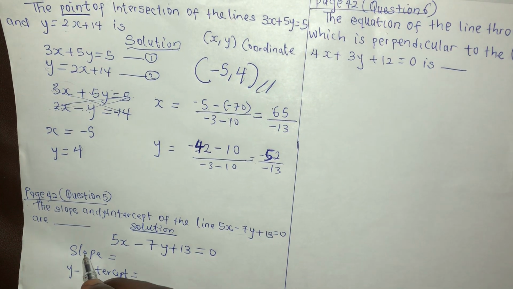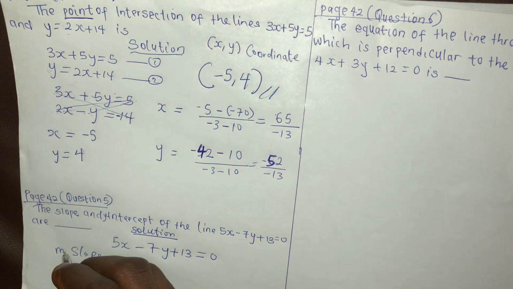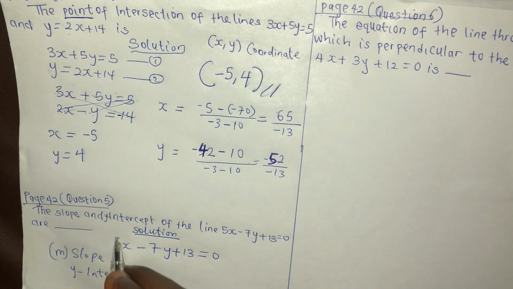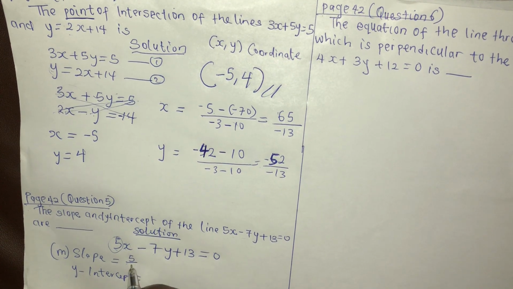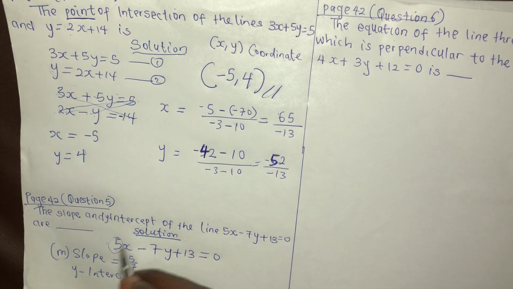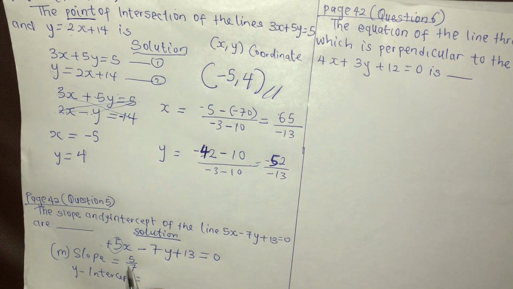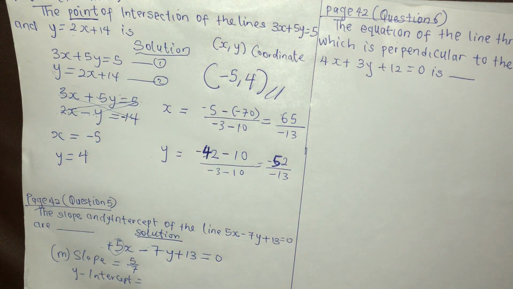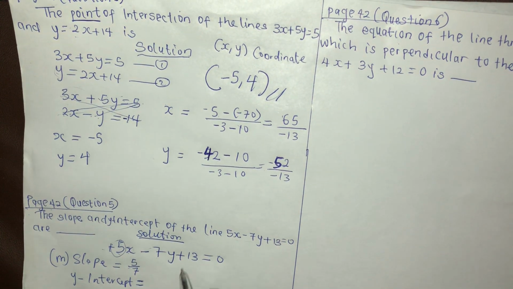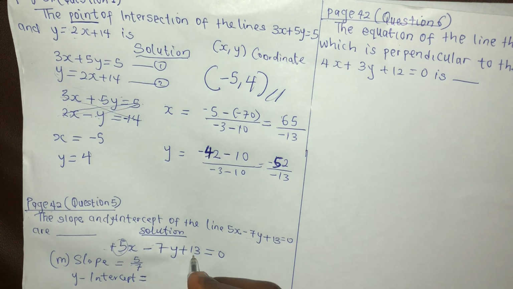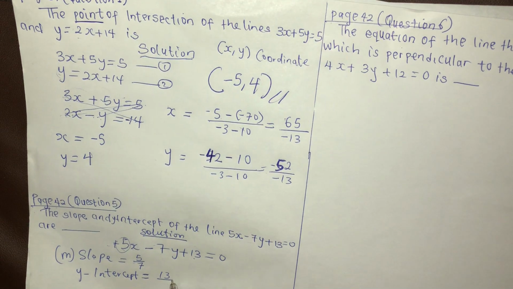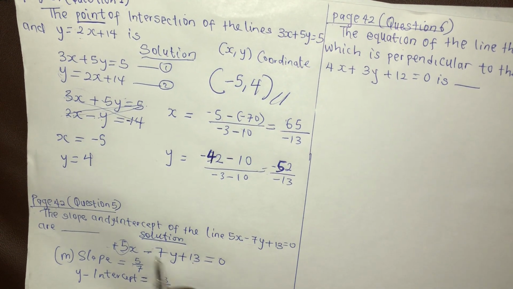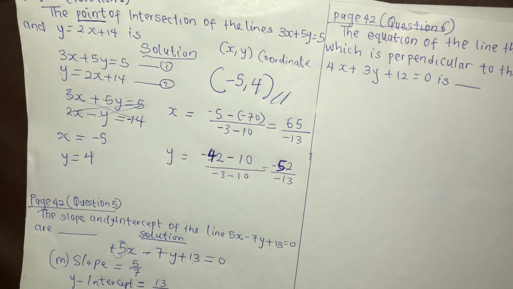Now, for slope, which you already know is m, we have the coefficient of x, 5, over the coefficient of y, minus 7. Don't forget about the sign for now: since they have different signs, it's positive. But if they have the same signs, then it's negative. For the intercept, you do likewise. So 13 over 7. Since they have different signs, it's positive. As simple as that, and that is our answer.